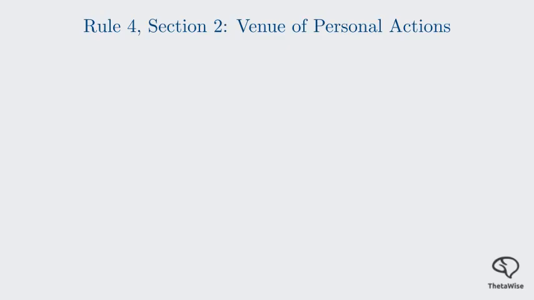Now let's shift our focus to Rule 4, Section 2, Venue of Personal Actions. Personal actions are all other actions that don't involve real property. The rule here is much more flexible. The plaintiff has the election, or choice.